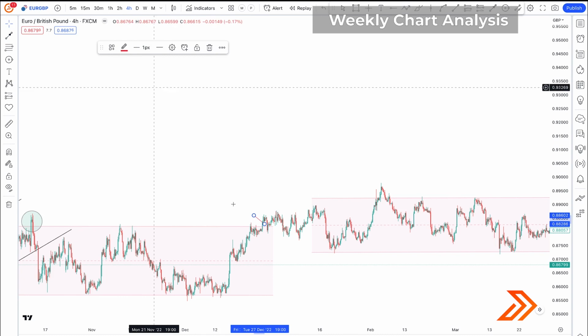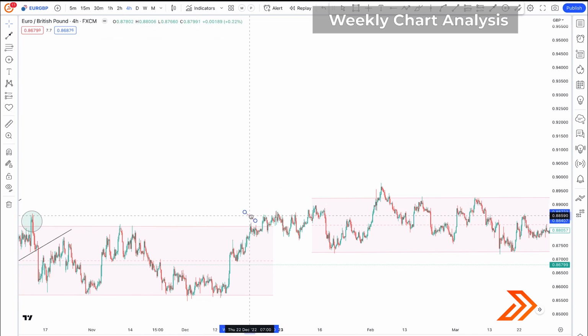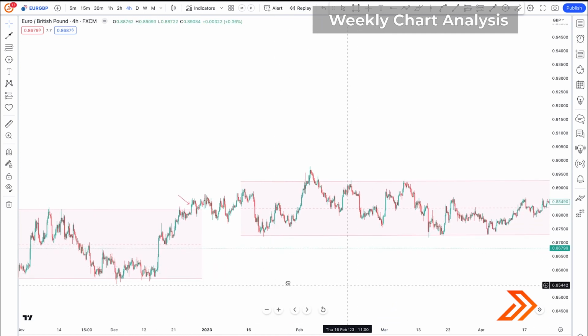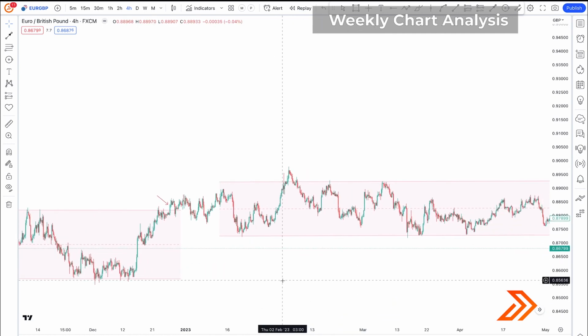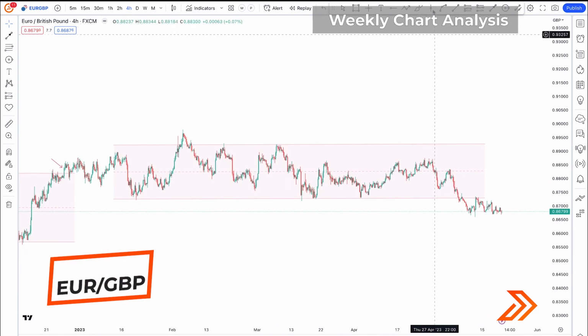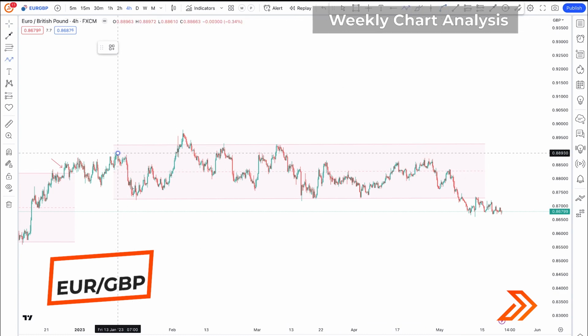Let me reduce this. So we had a breakout on this zone here on Euro pounds. So we had a breakout, and then price went into more consolidation as well, and then started a new consolidation again, and this lasted for a while. So this consolidation lasted for a while. So we had price moving within this range, within this box.